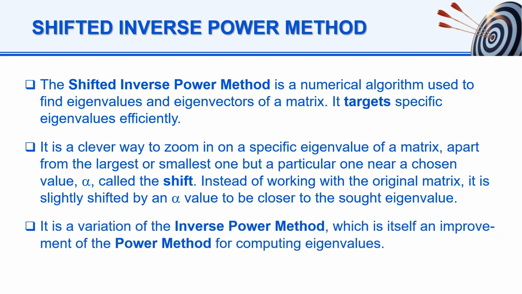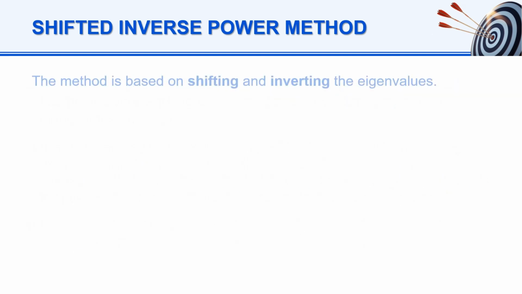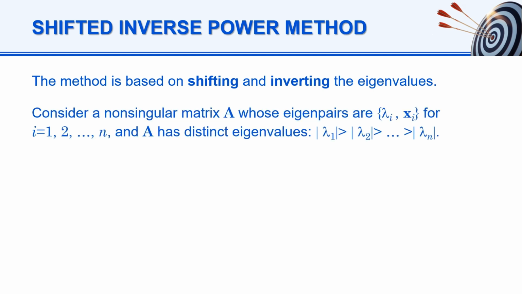It is a variation of the inverse power method, which is itself an improvement of the power method for computing eigenvalues. The method is based on shifting and inverting the eigenvalues. Consider a non-singular matrix A whose eigenpairs are lambda i, xi for all i, and the matrix A has distinct eigenvalues with lambda 1 the largest in magnitude.